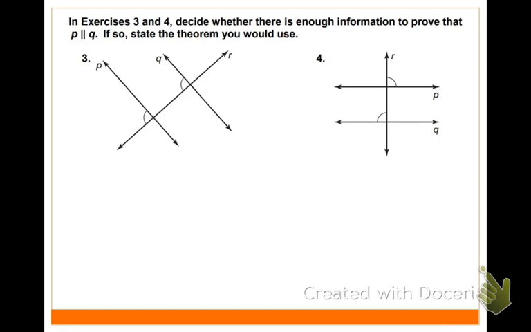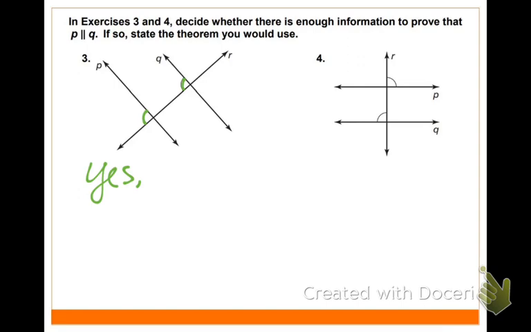So we're going to start with number 3. What do these arcs mean to us? They don't mean 90, they mean congruent. So we have 2 angles that are marked congruent. What relationship do these 2 angles have? They're corresponding. Are congruent corresponding angles a part of my theorems that prove that lines are parallel? Yes. So you would say yes, because it's asking if there's enough information.